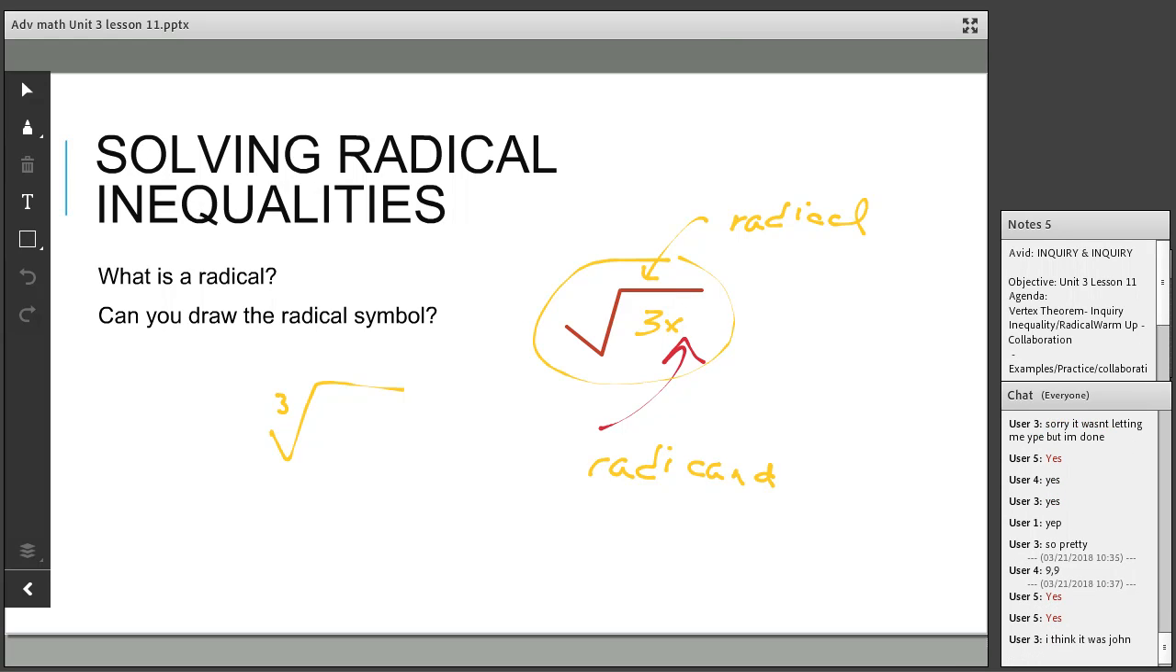Or John, were you the one who drew this? Who drew the nice radical symbol? Yeah, it's John. Okay, great. Thank you, John. He always has straighter lines than I do.